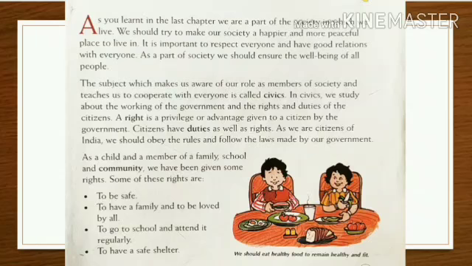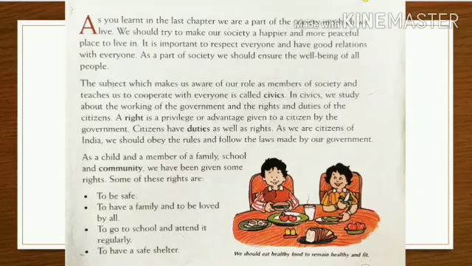So we have learned this many times in the last chapter as well as in other subjects like moral science, that we human beings cannot live alone. We cannot live in isolation. We live in a society. We are a part of a society in which we live.